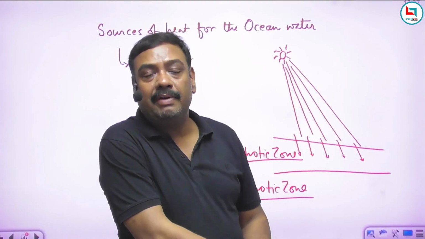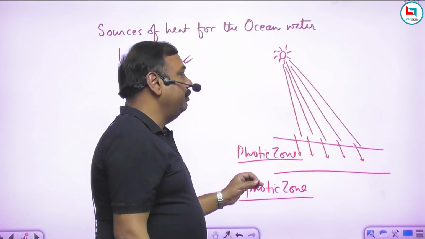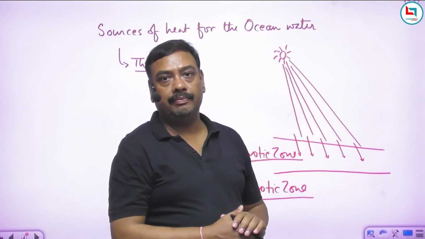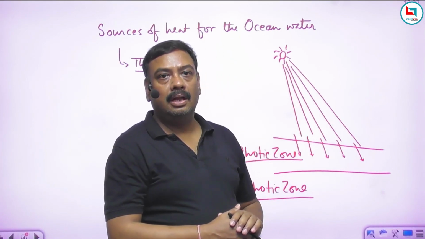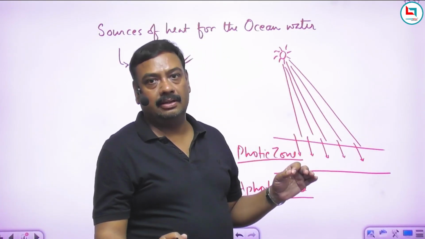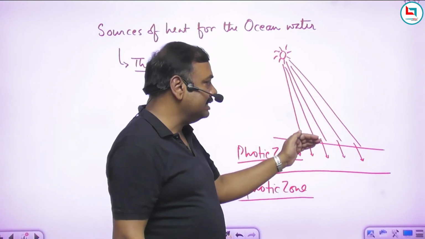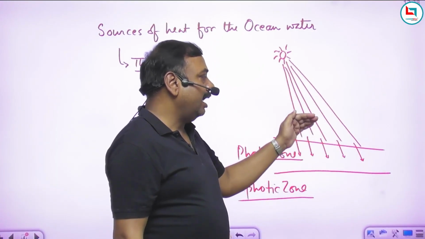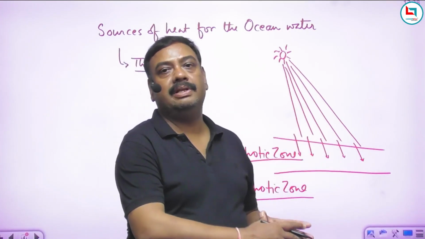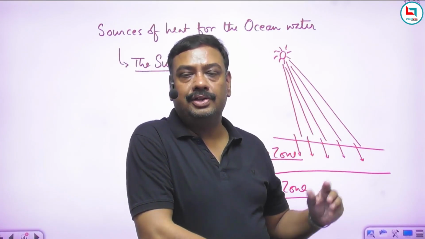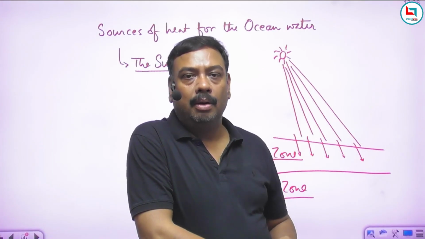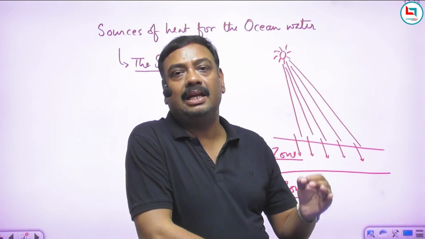What could be the second way? The second way could be that when this solar radiation is received on the surface of the ocean water, the surface gets heated up, and after its heating, that amount of heat is further distributed below the surface, in the region below the surface. By which process is this heat distributed further?